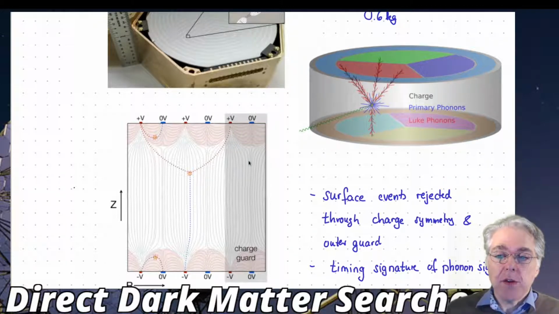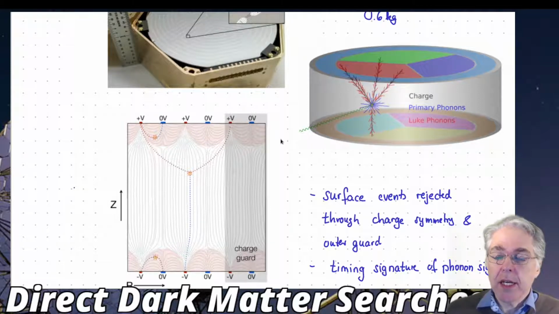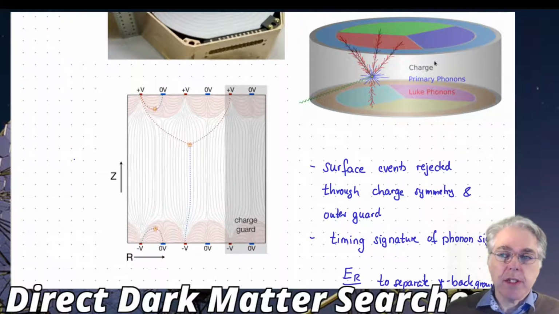And the phonons are registered with the transition edge sensors, and the way such an event would look like, a vanilla type nuclear recoil event, is you have the incoming particle, it scatters, it produces phonons, and it produces charge. The charge is drifting upwards and downwards. It will be registered by the electrodes, and the phonons will lead to a signal in the transition edge sensors. Additionally, there's also a timing signal, which allows to separate surface events, and the guard electrode on the outside allows to discard surface events or events which happen on the outside of this detector.